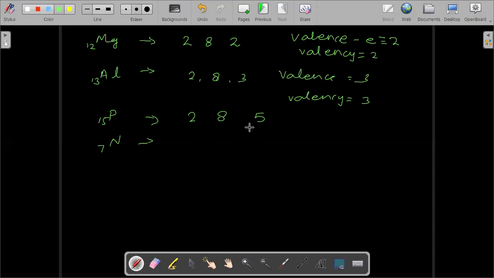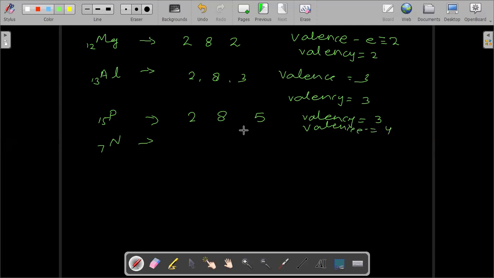Yes, Shravan, what is the valency? Is it 3? Okay, how do we get 3? The outermost shell should have 8 electrons. For this to have 8 electrons, you just need to gain 3 more electrons. So it will be gaining 3 electrons, and hence its valency will be equal to 3 and valence electrons 5.